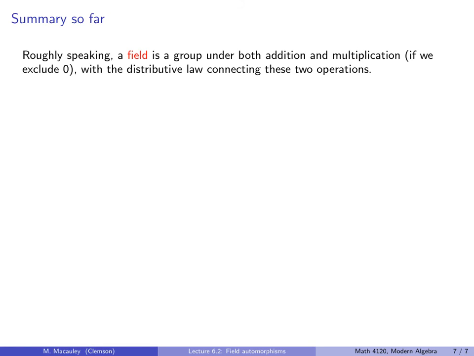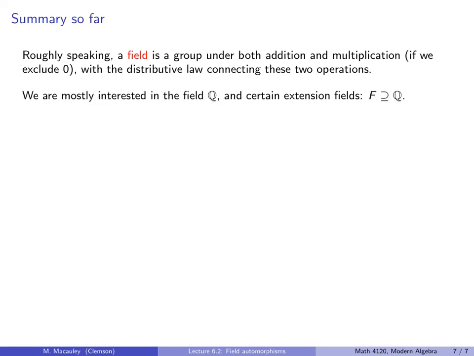Hopefully, I've piqued your interest about this amazing connection between subfields and subgroups, which is at the heart of Galois theory. So let's step back and summarize what we've learned about fields so far. Roughly speaking, a field is a group under both addition and multiplication, well, that is the latter if we exclude 0, and the distributive law connects these two operations. We are mostly interested in the field of rationals, denoted Q, and certain extension fields, F of Q.